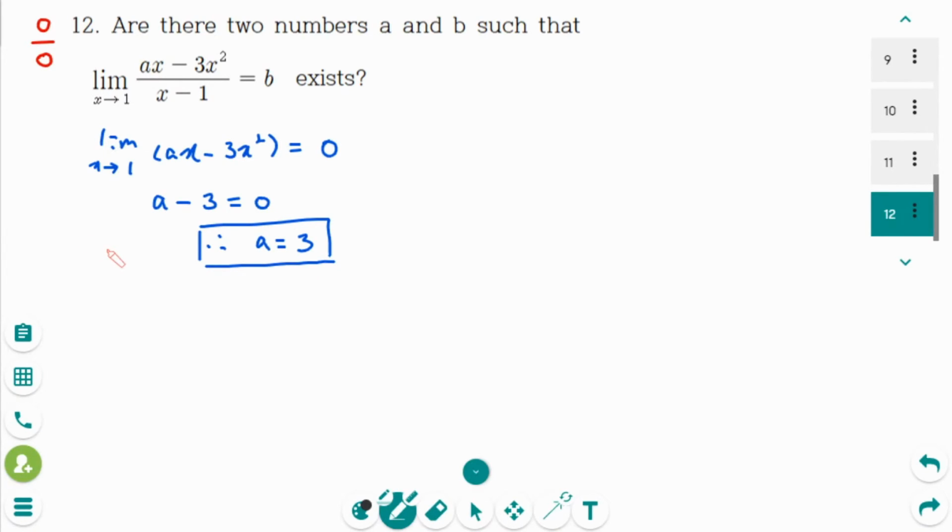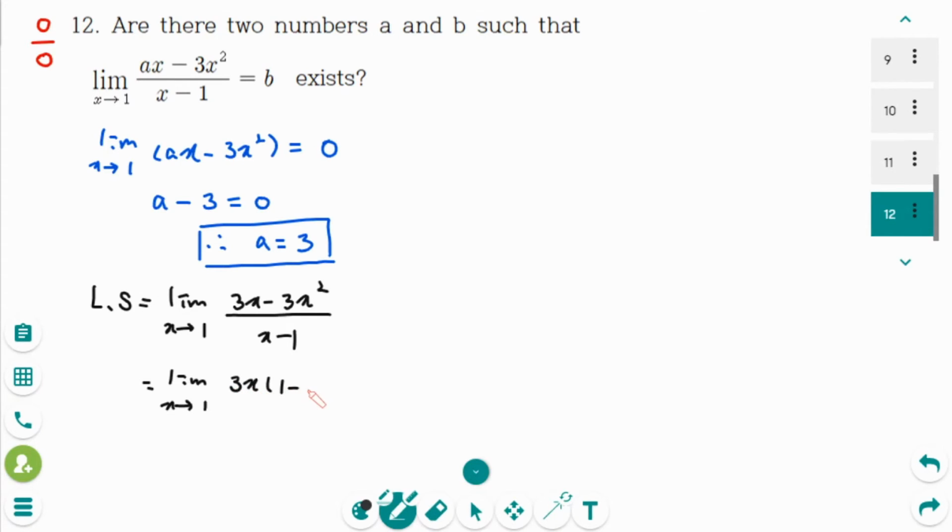Now go back and solve for the left side. Put 3 into a. So limit x approaches 1. A is 3. So 3x minus 3x squared over x minus 1 equals limit x approaches 1. Then factor the numerator into 3x times 1 minus x over x minus 1.